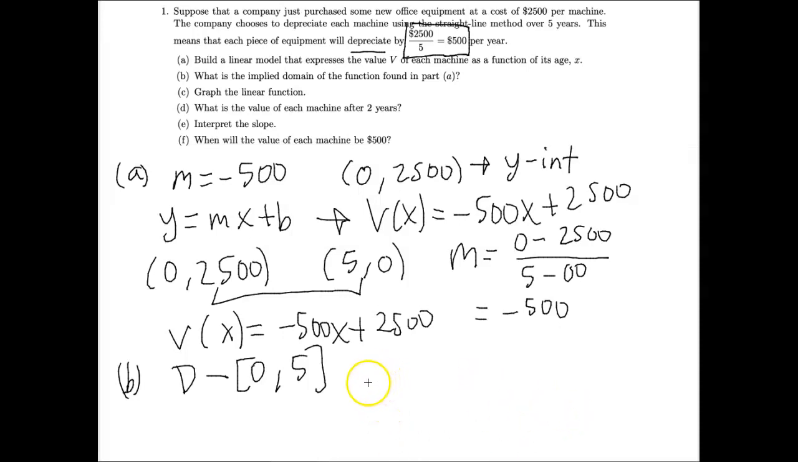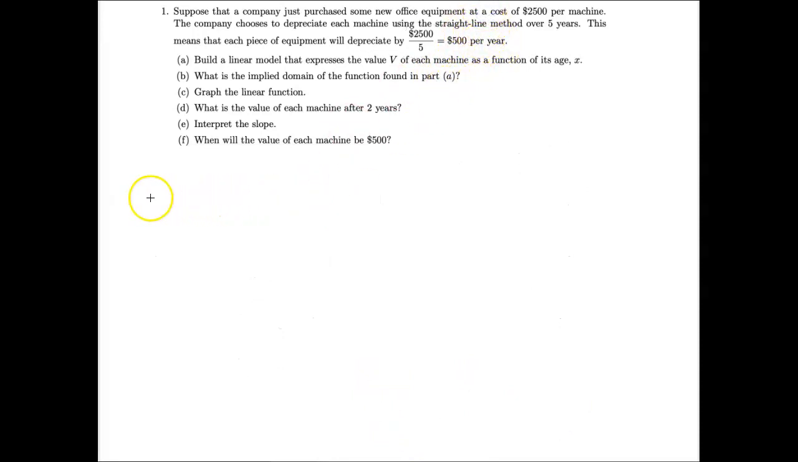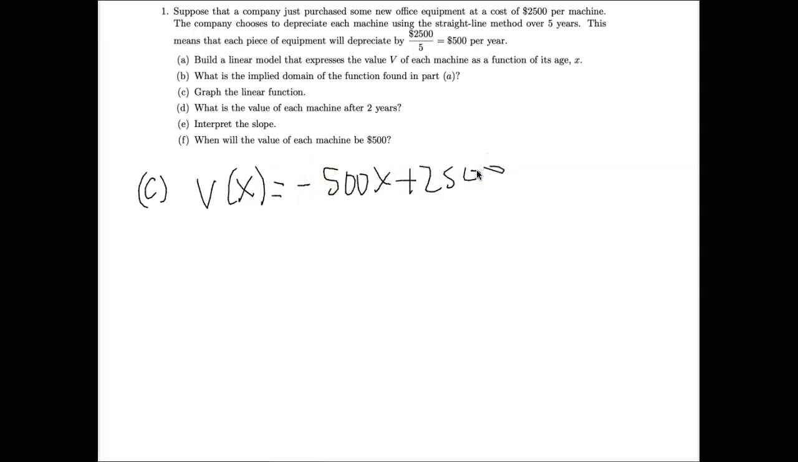So for part C, I'm going to just erase all this and start again. We're on part C. And so we had just found that v of x is negative 500x plus 2,500. And so we want to graph that line. We're just going to stay in quadrant 1. The x is going to be from 0 to 5.